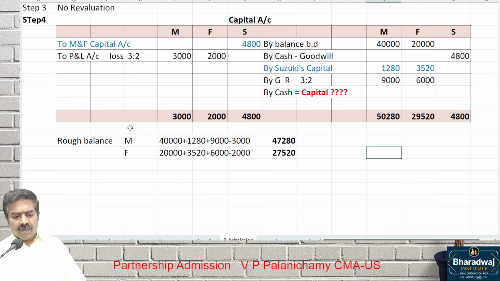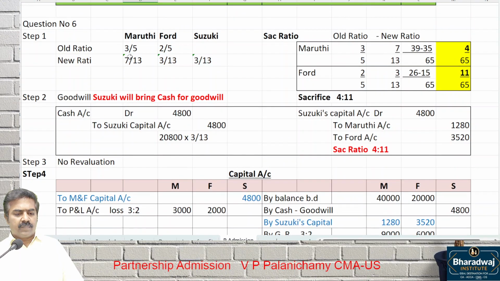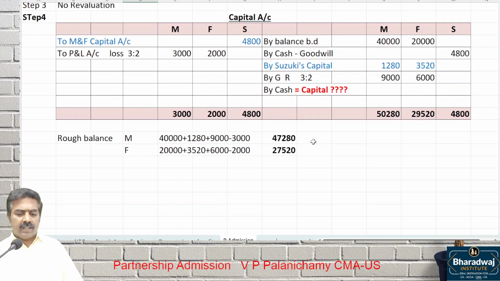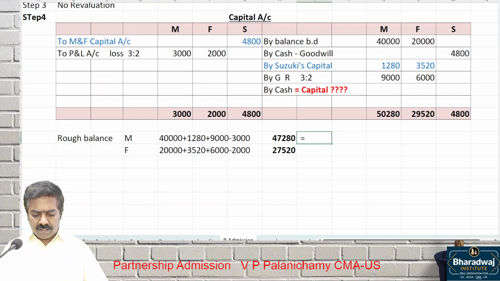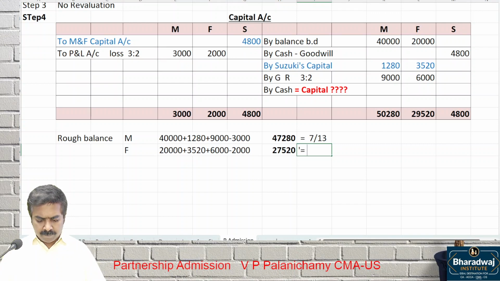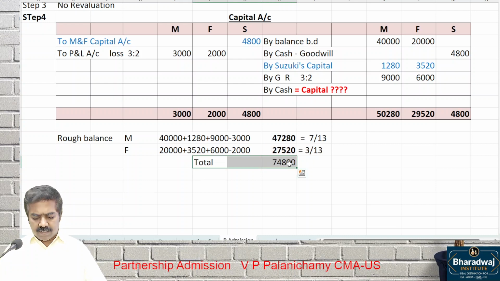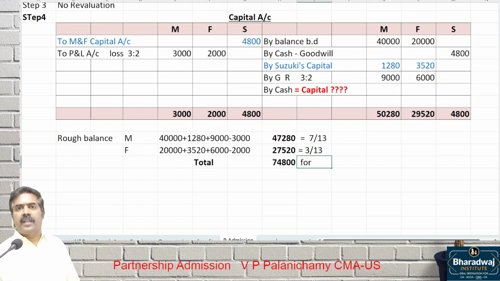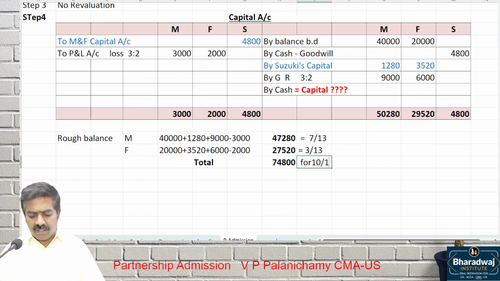Simple. What is Maruti's new share? 7/13. This is contributed for 7/13. Then this is contributed for how much? 3/13. So what will the total be? Total 47,280 plus 27,520, which is 74,800. For what is this the total? 7 by 13 plus 3 by 13. What is the total? 10 by 13.